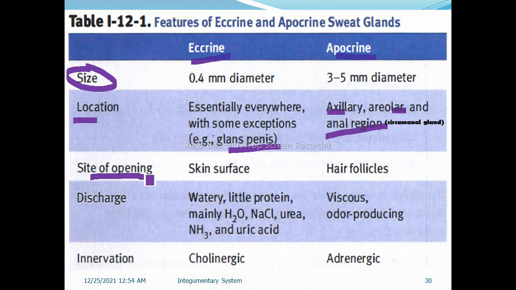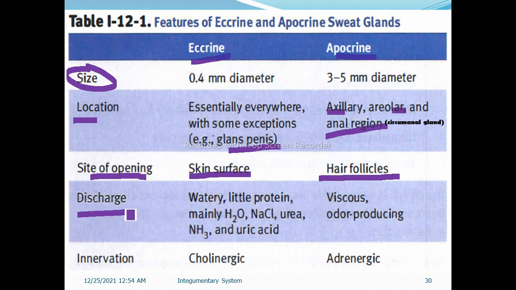The other is the site of opening. We have mentioned before. So eccrine glands secrete their secretions onto the skin surface or epidermis, whereas apocrine glands secrete their secretions into hair follicles. Okay, hair follicles. This is the main difference.